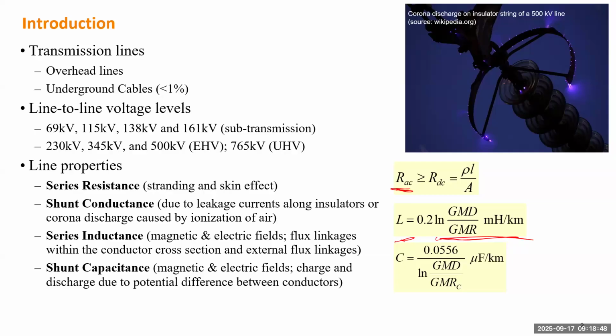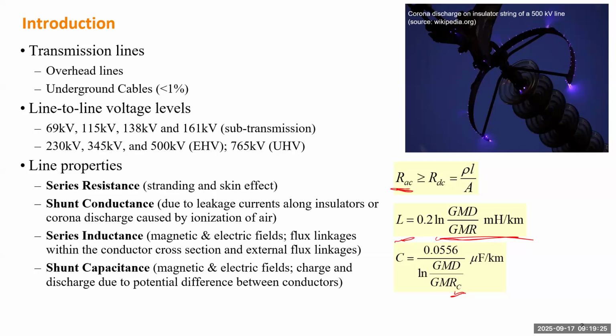So you see it has two parameters. GMD is called the geometric mean distance. GMR is the geometric mean radius. Okay. So if the transmission line has just a single conductor, the GMR will be the physical radius, and the GMD will be the physical distance between the conductors. But if you have a more complex design, we need to figure out a way to estimate the GMD and GMR. Capacitance also depends on the GMD and GMR, but the capacitance GMR is slightly different.